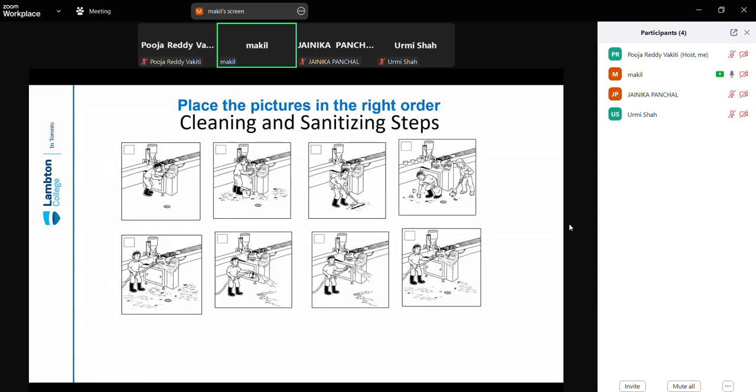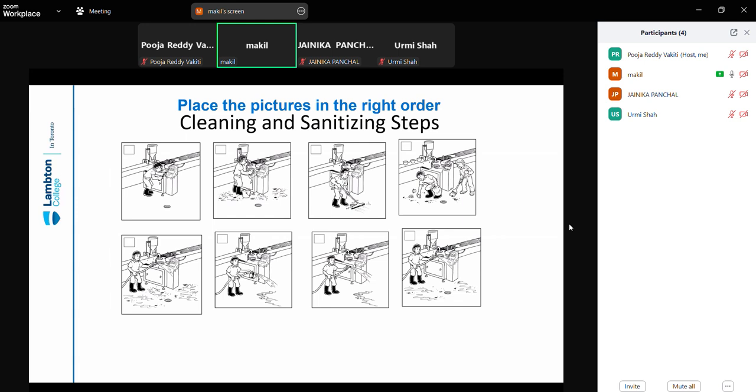Now place the pictures in the right order. First is pre-cleaning, removing large debris or food particles, the image where workers are scraping or picking up solid waste. The second step is washing, scrubbing surfaces with detergent, the image where a worker is scrubbing the machine. The third is rinsing, using water to rinse off detergents, the image where the worker is using a hose.